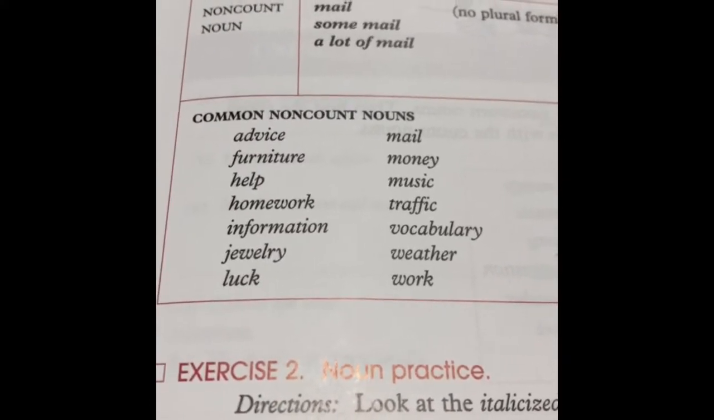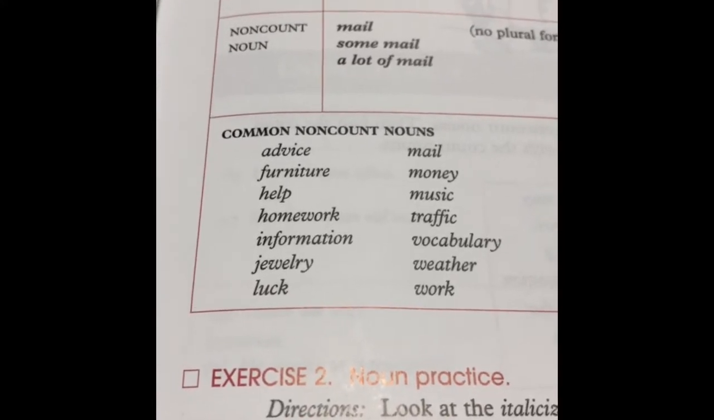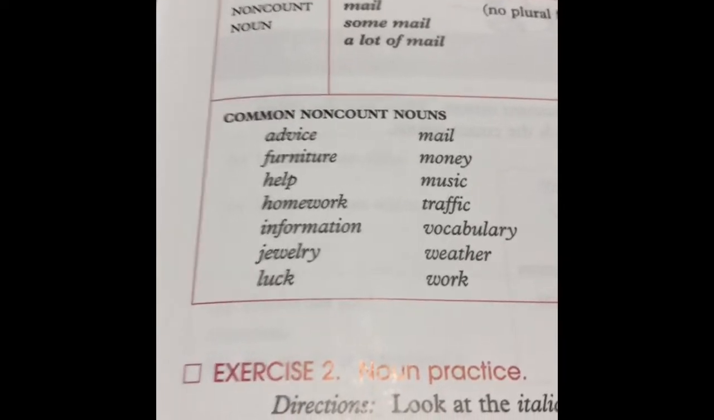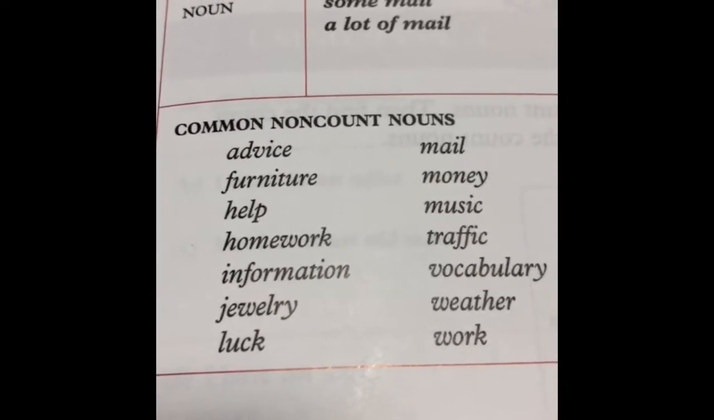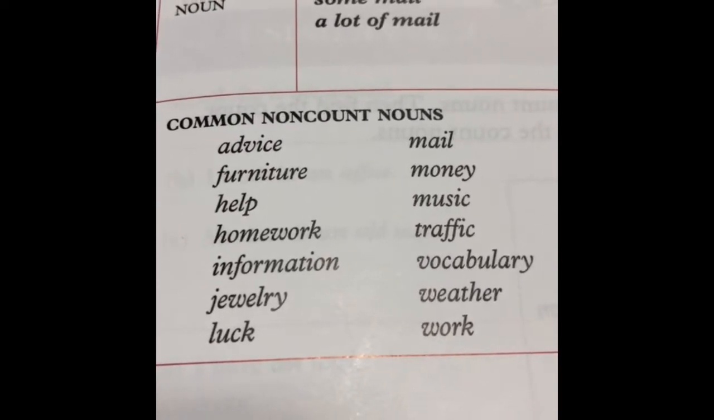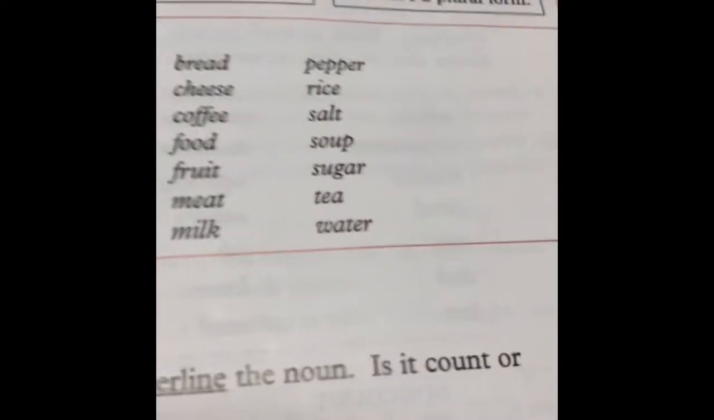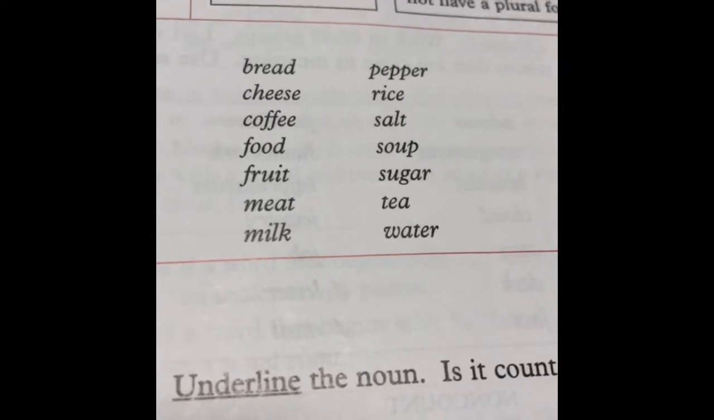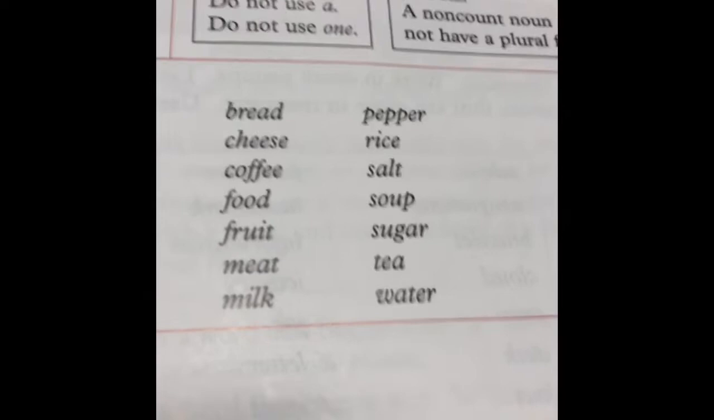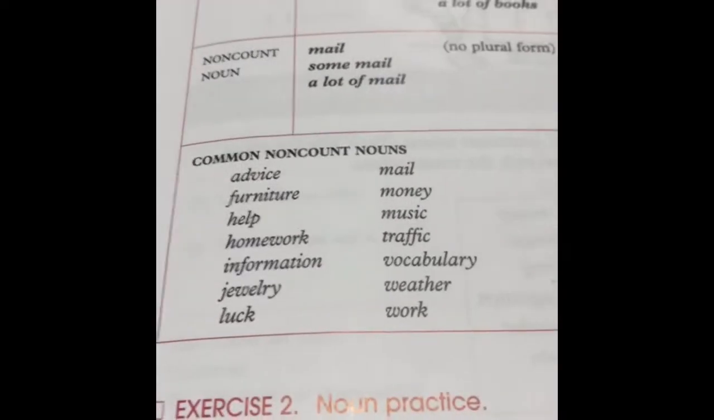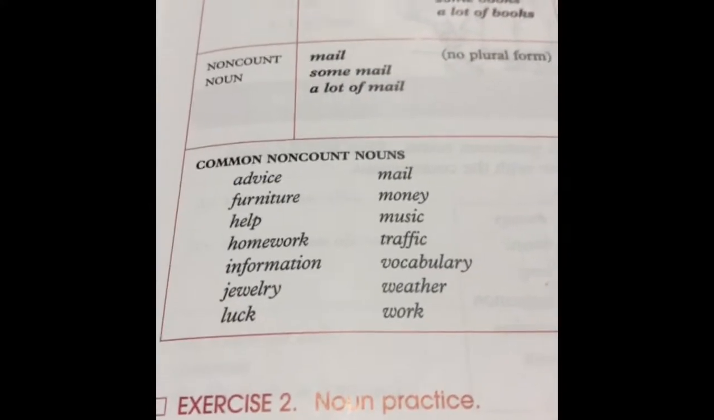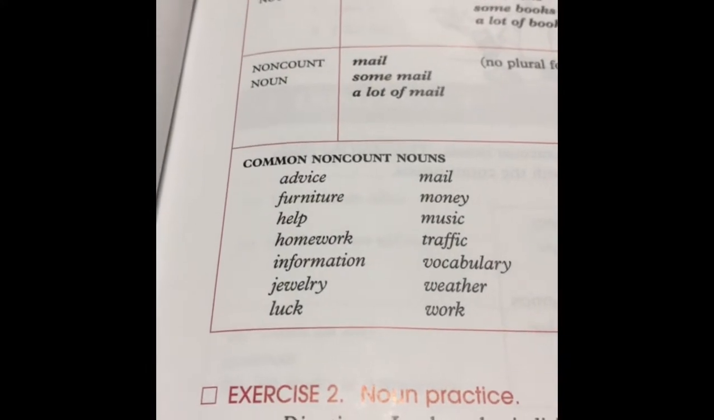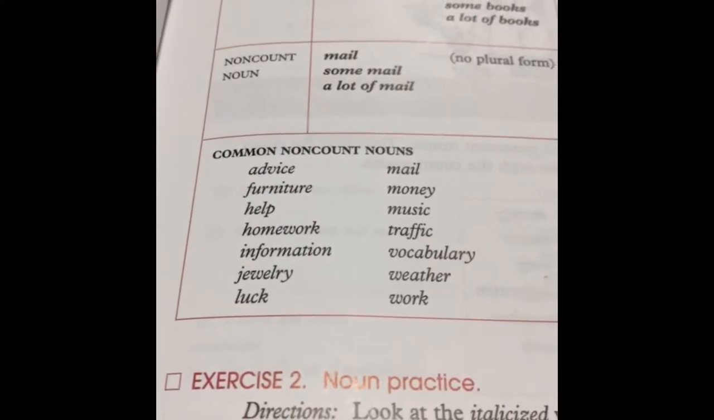For example: advice, furniture, help, homework, information, jewelry, luck, mail, money, music, traffic, vocabulary, weather, work, bread, cheese, coffee, food, fruit, meat, milk, pepper, rice, salt, soup, sugar, tea, meat. Common non-countable nouns: we don't put a or an before them, nor one, and we don't add s in the plural.